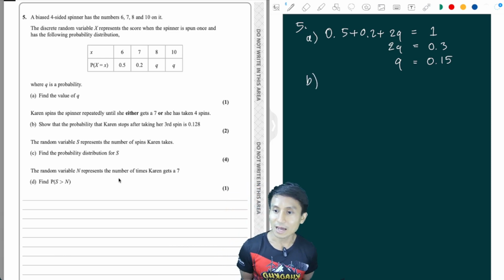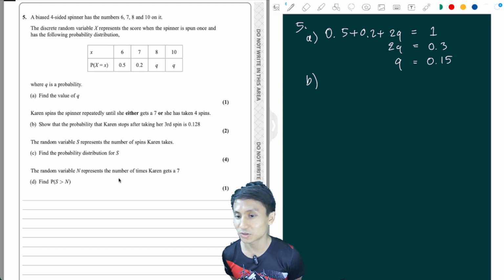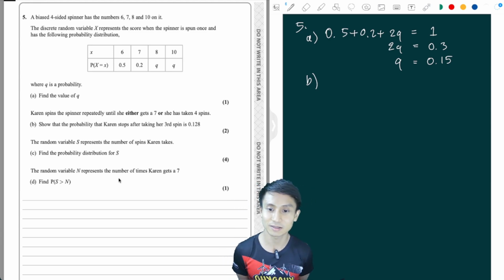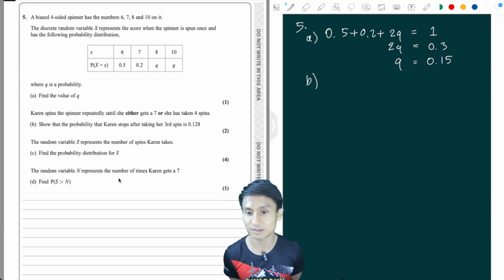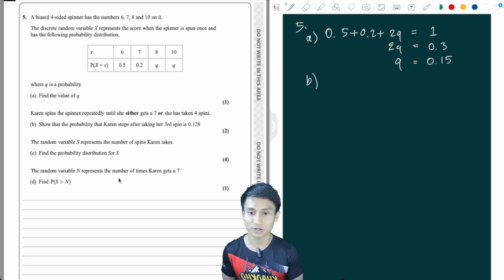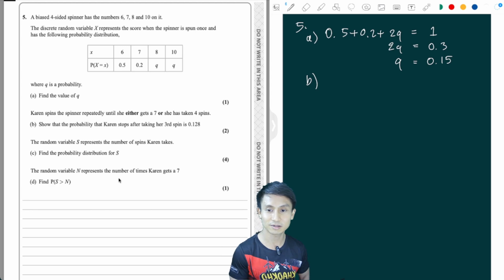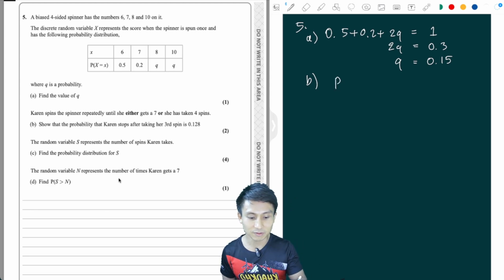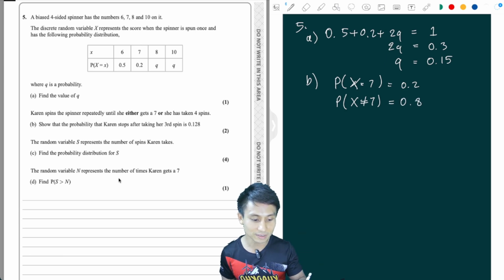B. Karen spins the spinner repeatedly until she either gets a 7 or she has taken 4 spins. B. Show that the probability that Karen stops after taking her third spin is 0.128. Okay, so this is like keep spinning. Once getting a 7 will stop, right? So when she gets a 7, she will stop. That means if she gets a 7 on the third spin, the first 2 spins will not be a 7. All right? So the probability of being 7 is 0.2. That means the probability of not being a 7, which could be anything else, 6, 8, and 10, is 1 minus that, which is 0.8.